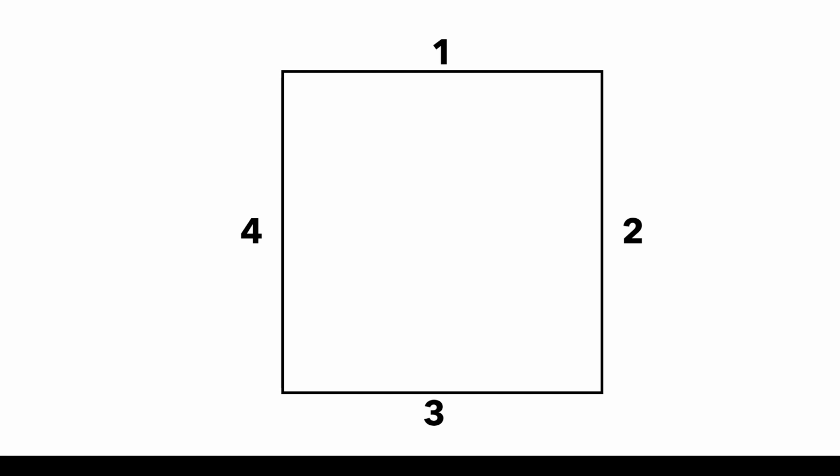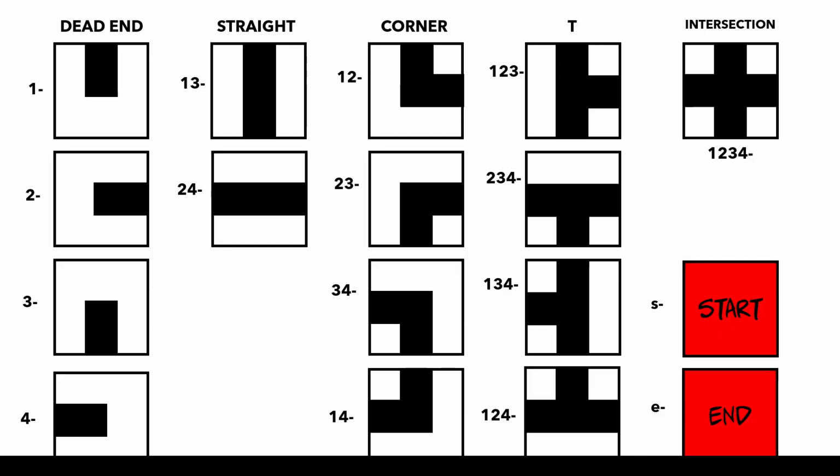Names are given as per the path that is touching the side of the tile. So if the path is touching the side of tile number 1, the name of the file is 1 dash. So if it's touching 1 and 2, the name of that file would be 12 dash. So let me show you how that looks. So this is the naming procedure for the tiles.